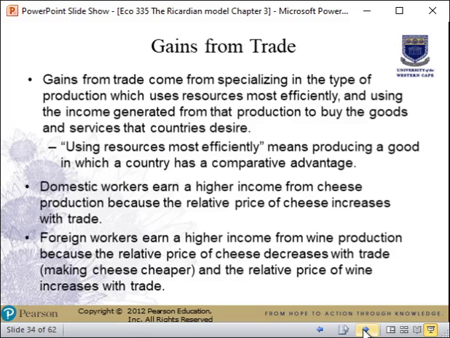Specialization from the efficient use of resources leads to mutual gains from international trade. Domestic workers earn a higher income from cheese production because the relative price of cheese increases with trade. On the other hand, foreign workers earn a higher income from wine production because the relative price of cheese decreases with trade, making cheese cheaper, and the relative price of wine increases with trade.